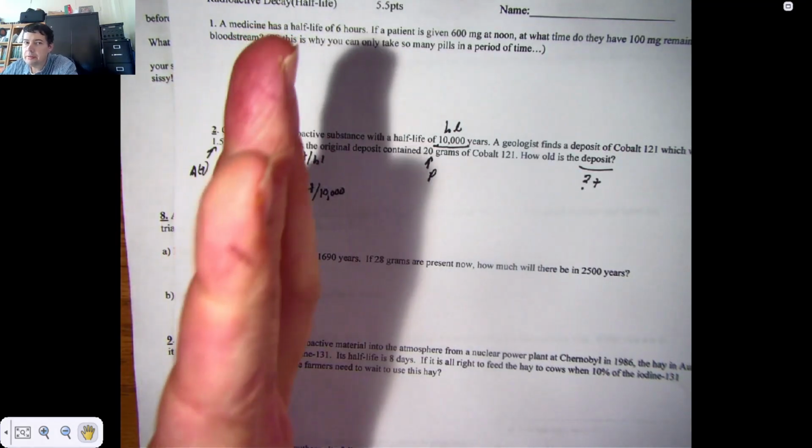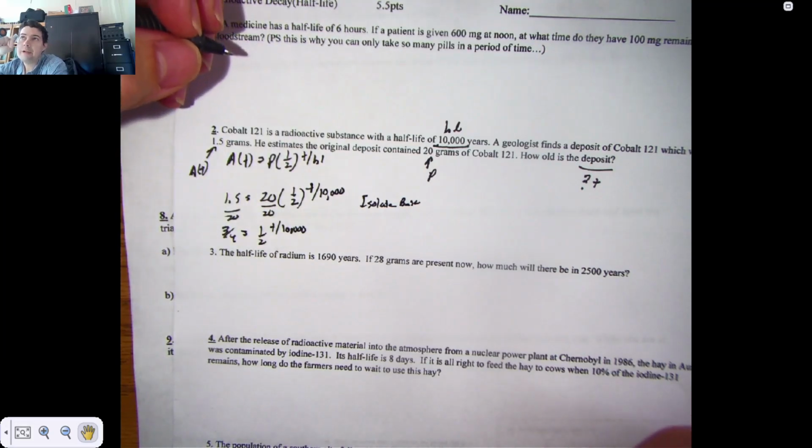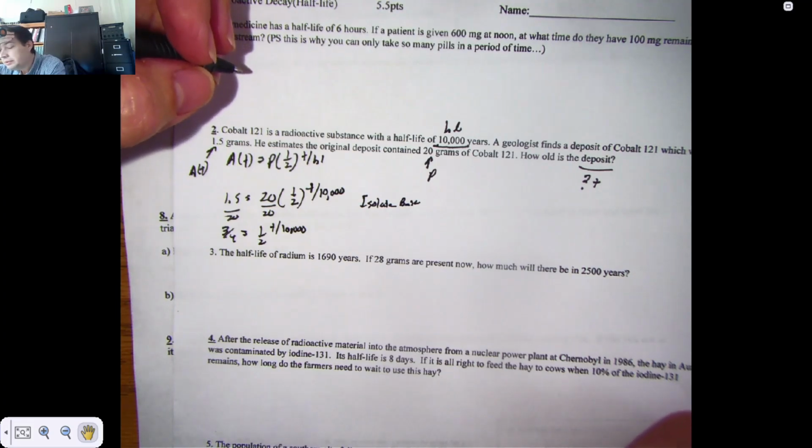Here's your setup. And you are required to do these by hand. You're still going to have to use a calculator to evaluate it, but you're going to have to do them by hand. One thing we always do is we isolate the base. The base here being 1/2, bases have exponents. So we divide by 20. And that'll give you the decimal 0.75 or the fraction 3/4, which I'm going to use. And you end up with that. And you should use fractions, and I'll show you why in a little bit. But you should use fractions whenever possible.